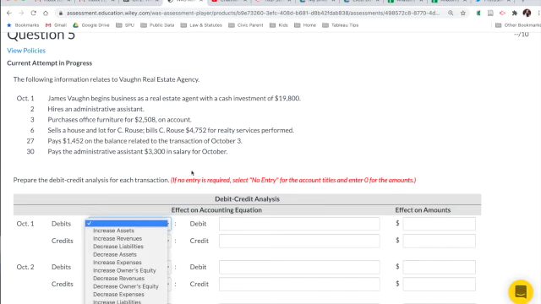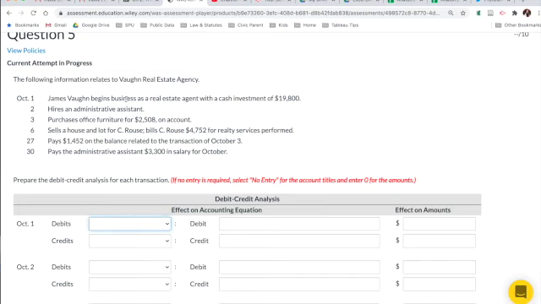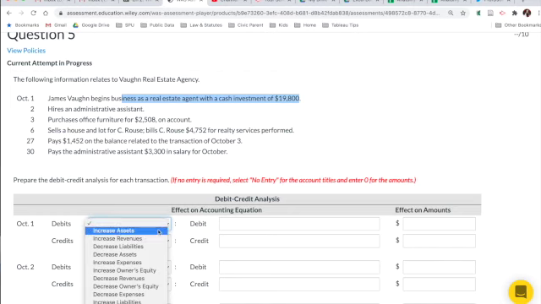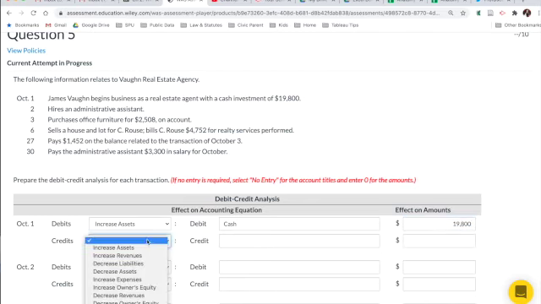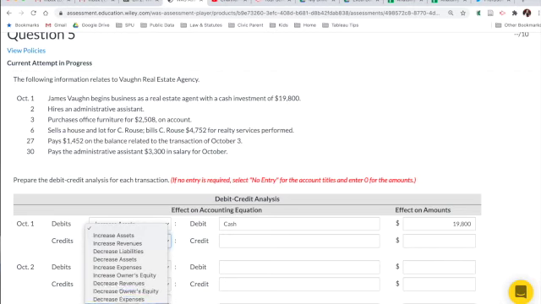Now we're inputting. So James Vaughn begins the real business as a real estate agent with cash investment of $19,800. So this is on October 1st. This is that transaction where he's investing in his business. And we saw that we increased cash. And cash, as we saw, is an asset. And it's a $19,800 addition. We also saw that he's increasing his owner's equity. Okay? And where is that?